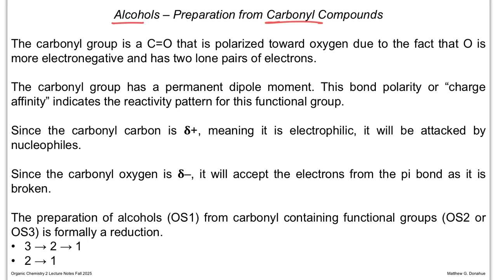So conceptually, why does this work? So say you have some carbonyl-containing compound. We know that that bond is polarized because oxygen's more electronegative than carbon. It has 2 lone pairs. So the carbon is delta plus. That carbon then is electrophilic, meaning that the reducing agents have to be nucleophilic.